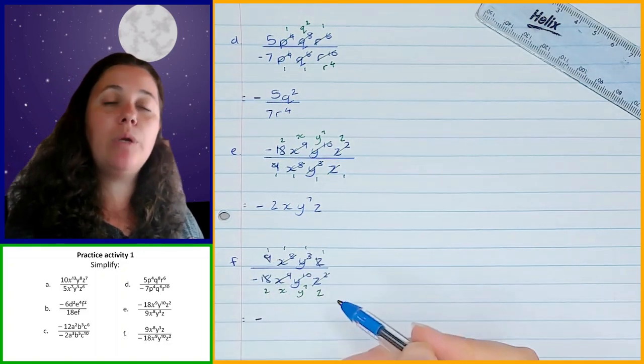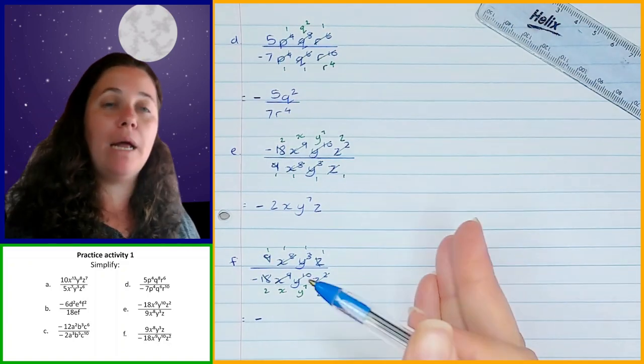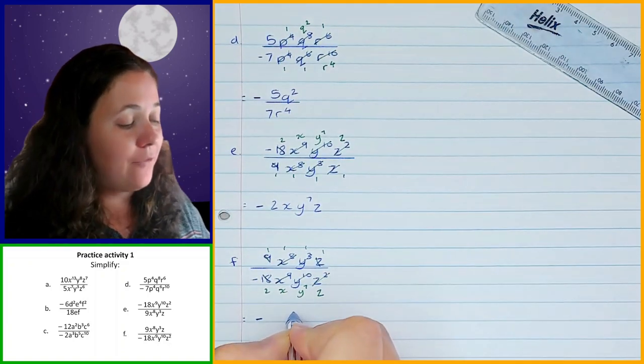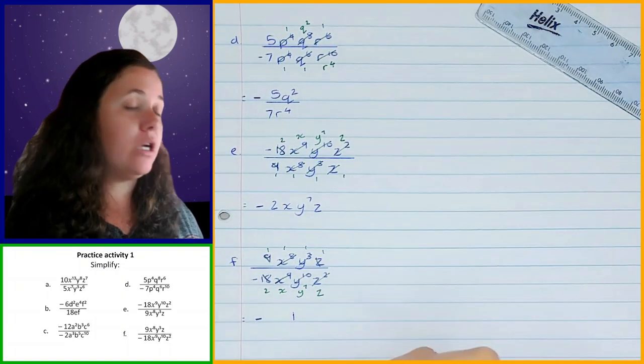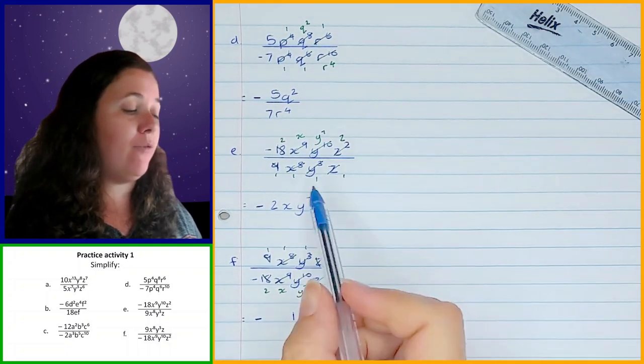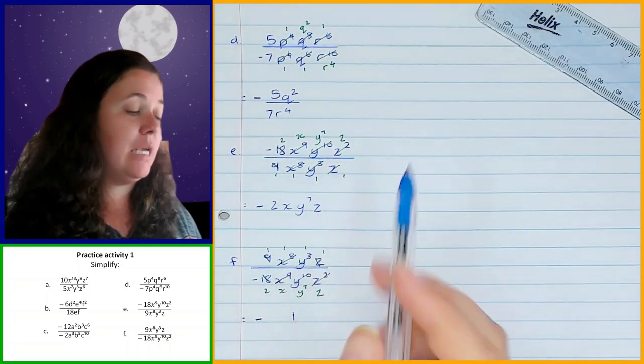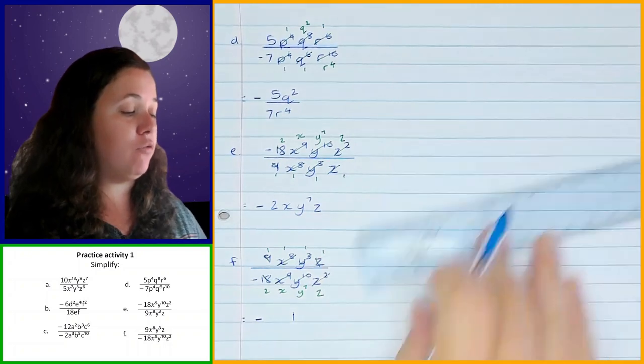So what happens when you end up with a fraction where we have 1 in the numerator? We have to write it. We can't leave that out. It's not the same as when we have 1 in the denominator, where we can leave it out. If it's in the numerator, we have to write it.